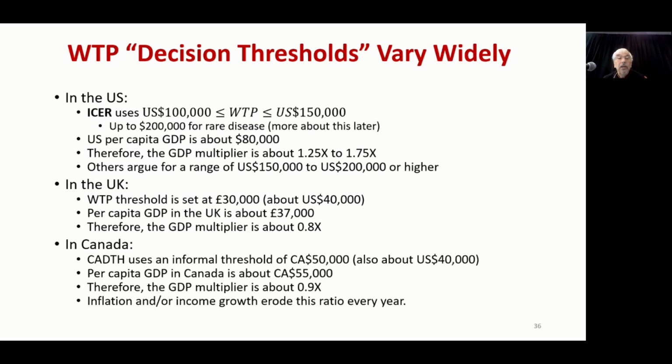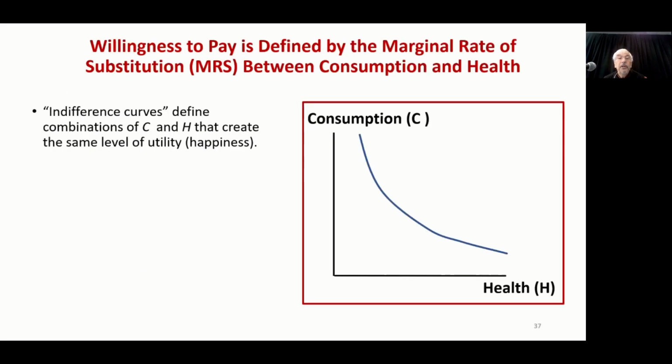And then in Canada, the threshold, at least informally, in decision making is 50,000 Canadian dollars, which is about 40,000 in US dollars at the current exchange rate. Per capita income is about 55,000, so the multiplier is about 0.9. So you see this range of multipliers: 0.8 in the UK, 0.9 here, and about 1.5 in the US.